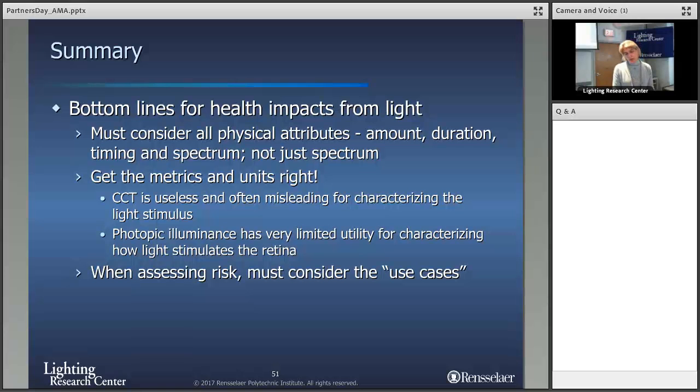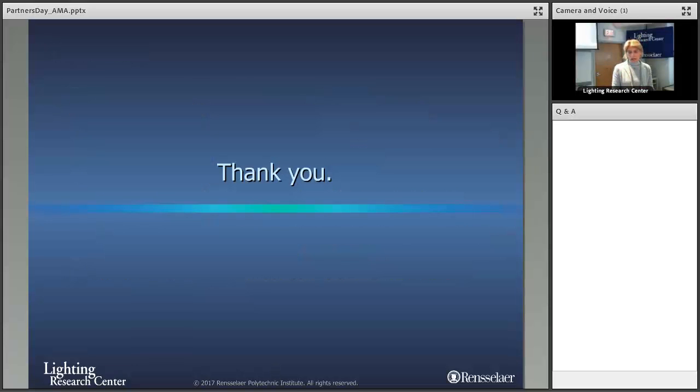And as Mark mentioned, when assessing the risk, you must consider the use cases. Are you really going to be sitting underneath a luminaire for 1 hour outdoors? Maybe or maybe not. Certainly not on a day like today in Troy, New York, where it's 20 below zero with a wind chill. I wouldn't be there at all. So you have to make that assessment whether people are going to avoid that light or not.